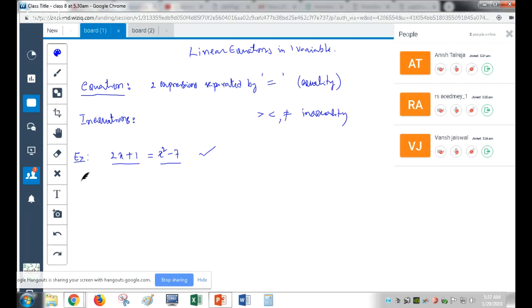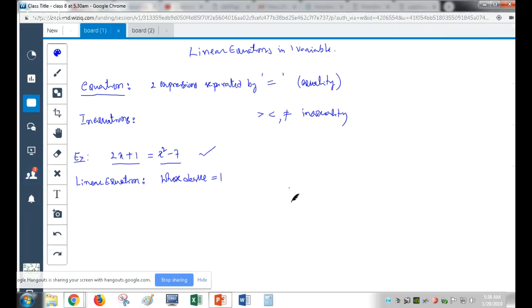Now, our topic is linear equation. What is the difference between an equation and a linear equation? A linear equation is one type of equation whose degree is 1. What is degree? You must have got the doubt. Degree means the highest power of a variable. The highest power of the variable is known as the degree.